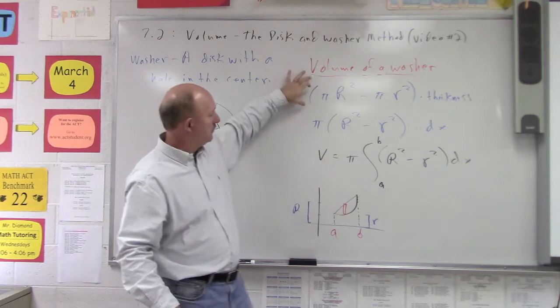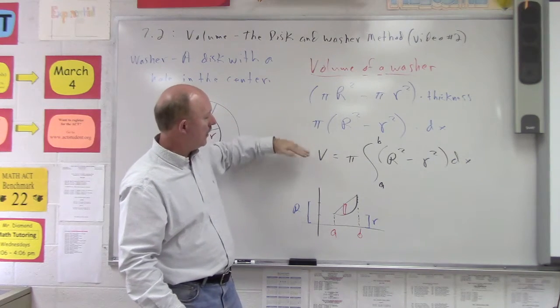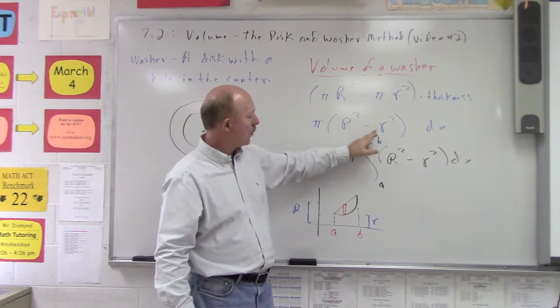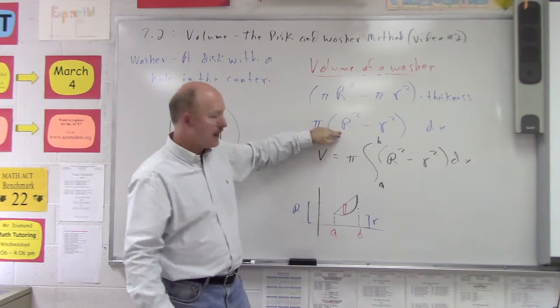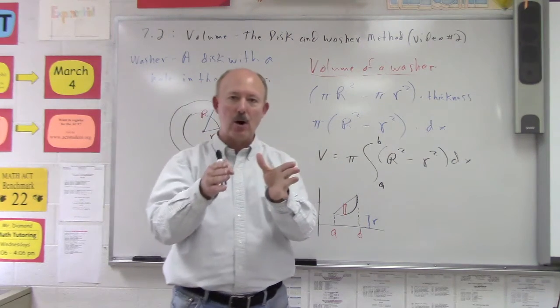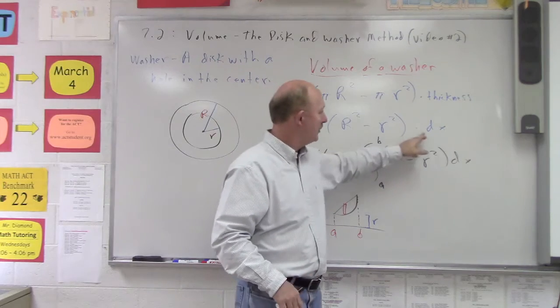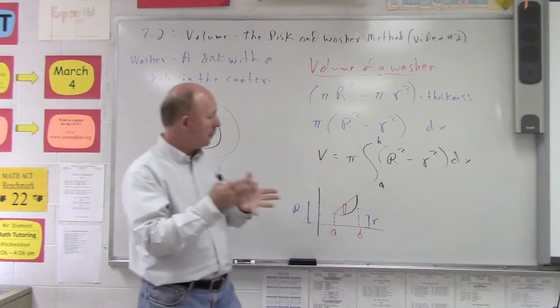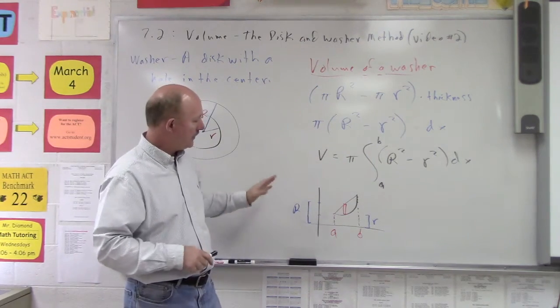And we can simplify this expression when it comes to calculus now. Pi times big R squared minus little r squared. Big R is the outside radius, little r is the inside radius, times dx. Dx represents the thickness, if you will. And you write this as an integral.